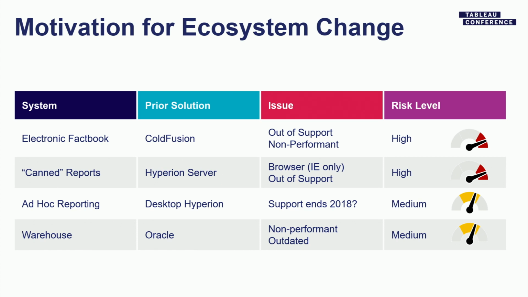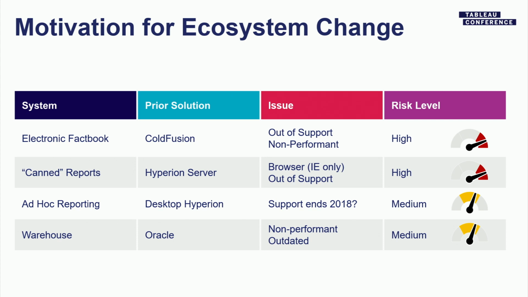So, project overview. Those of you who are in higher education understand that things don't necessarily change at the speed we'd like them to. And our ecosystem was state-of-the-art 1999 in 2015. And we said, we've got to get a hold of this. We had an electronic fact book that was built on Cold Fusion that was out of support and non-performant. And it would take literally 5 minutes to load some of our reports.